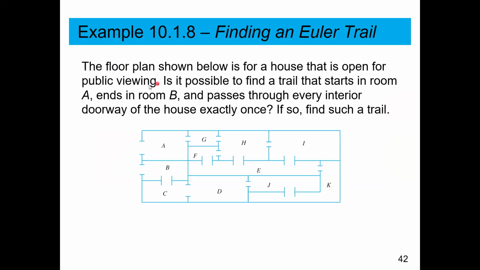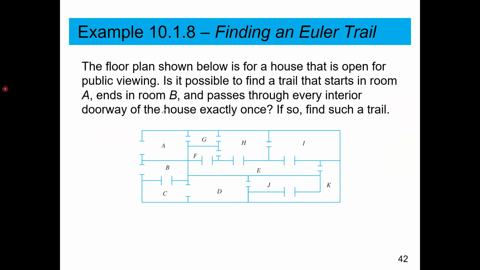So suppose this house is open for public viewing. Is it possible to find a trail that starts in one room, starts in A or B, and gets to the other one, so that I can have everyone come in one room and work their way through in a specific order and get out through B? We want to know what is that trail, because that's extremely valuable.